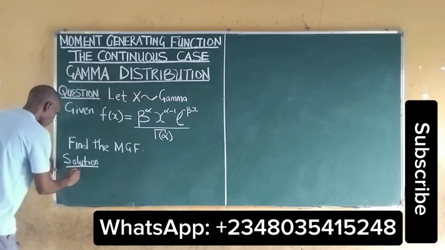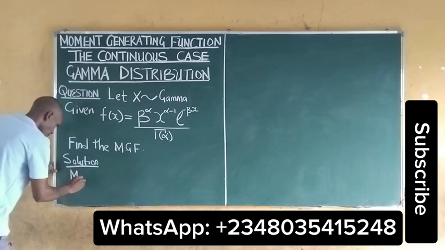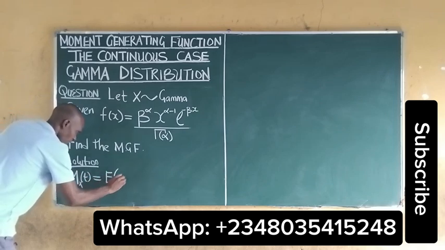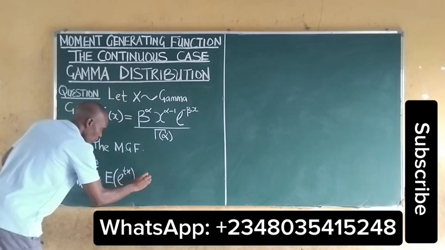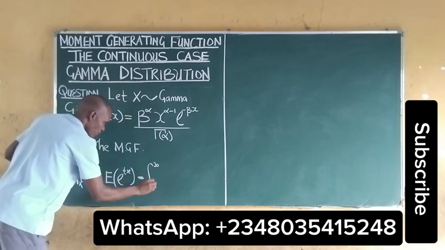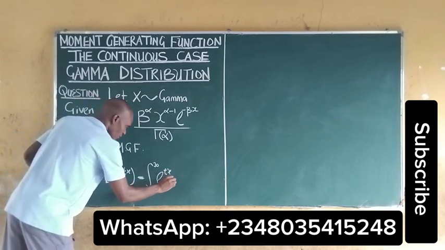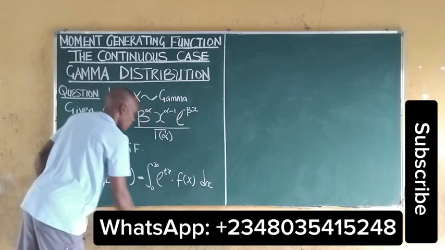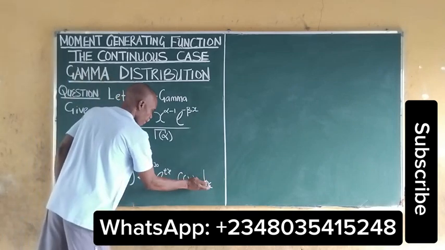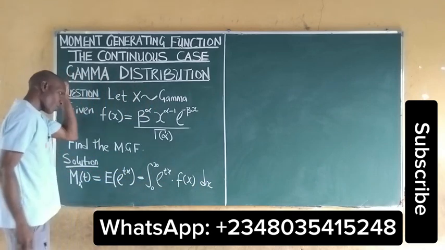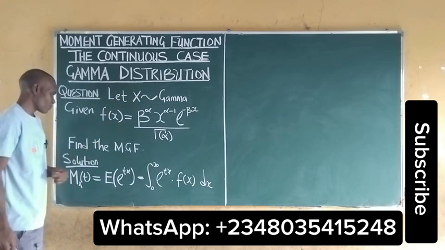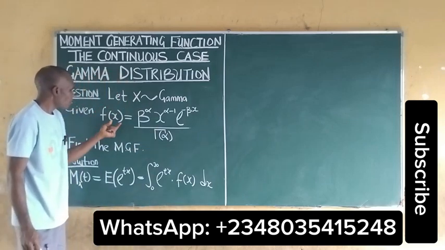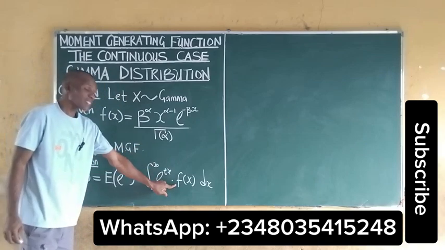We should recall that for the moment generating function, the expectation of e^(tX) is equal to the integral of e^(tx) multiplied by f(x) dx. So we'll be using this to obtain the moment generating function for the given distribution. It means that anywhere we see this, because this is our function, we substitute this function into this integral.